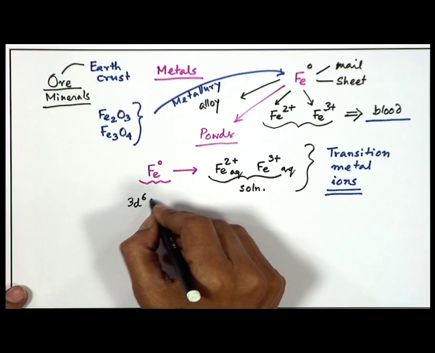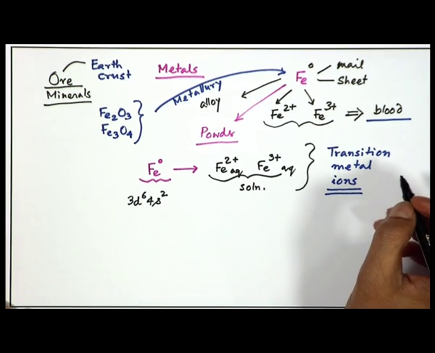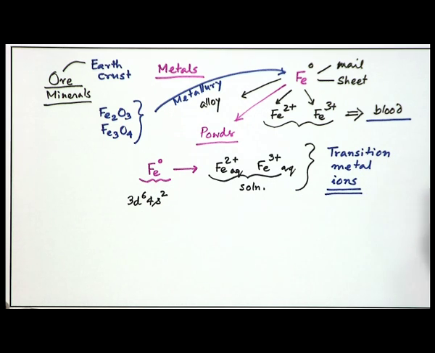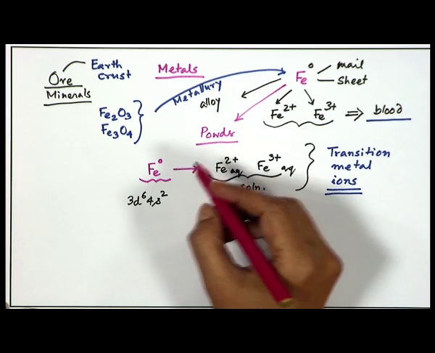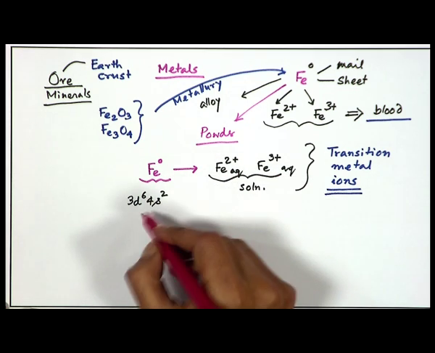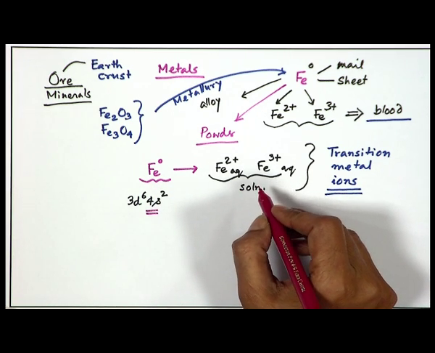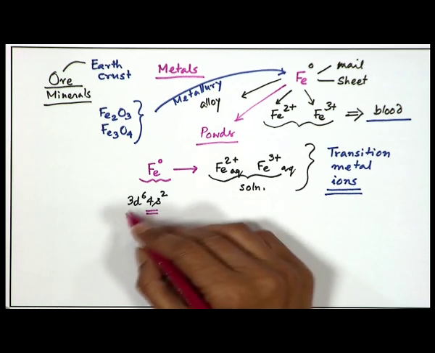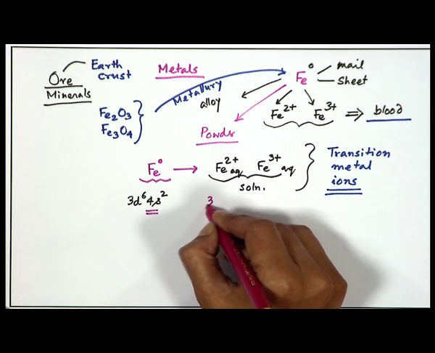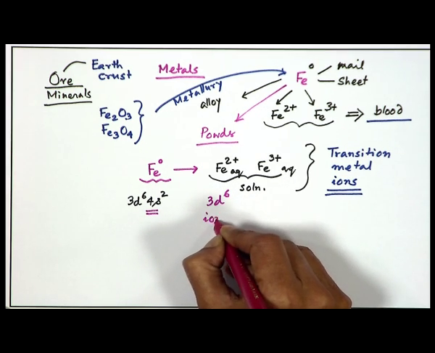Iron, which is 3d6 and 4s2, is in the zero state. So, when it is losing 2 electrons, or losing 3 electrons, straight away we will not consider the electron occupancy in this particular level. We will straight away write that it is a 3d6 ion.